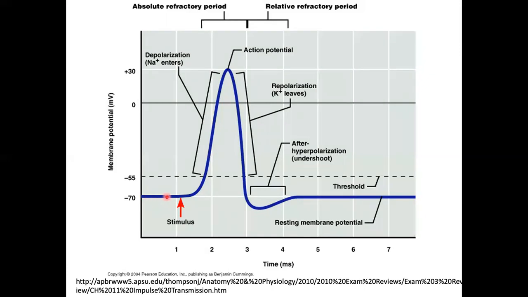So your nerve is sitting there at negative 70 and nothing happens until it gets zapped by another nerve or until you think about moving a skeletal muscle or something. And then that stimulus is going to open sodium voltage gated channels. Okay, so let me draw on this.